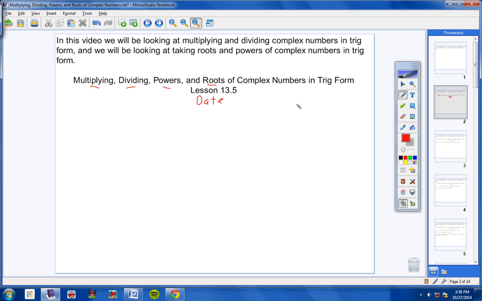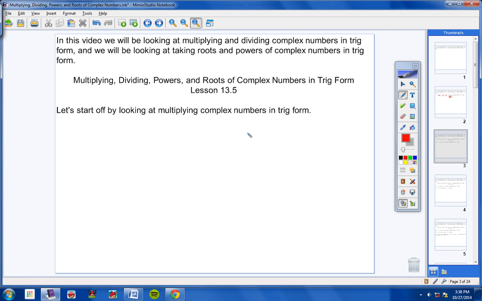Lesson 13.5, and be sure and include today's date if you would please. Okay. All right, you can continue to copy this down even though I switched pages, so here we go. Let's start off by looking at multiplying complex numbers in trig form. Okay, so the first thing we're going to do is multiply complex numbers in trig form.